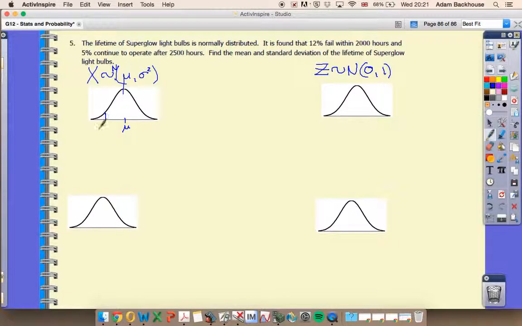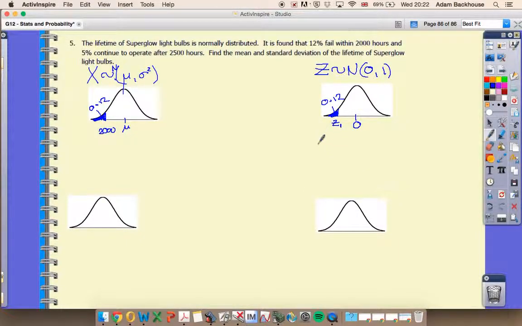So 12% have a lifetime of 2,000 or less. So that's 0.12. I can mark that on my standard normal distribution. I know the area's got to be the same. I don't know the z value, how many standard deviations this is away from the mean, but I do know the mean here. So I can use my inverse normal function, which we've been practicing throughout these videos, as I have the area, the mean, and the standard deviation. And I'm going to call this Z1 because I'm going to have another Z value down here.